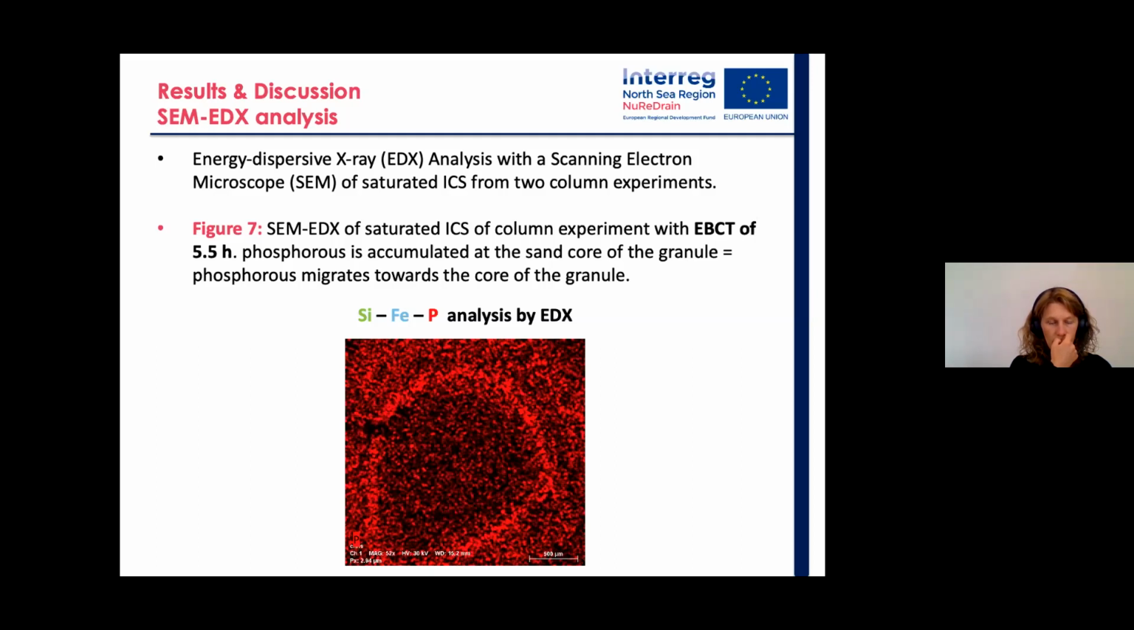Then we see this process happening, and this is also the reason why the adsorption capacity can be much higher in columns with a high empty bed contact time. So there is something negative also when the phosphorus is at the core of the granule. I think it's difficult to desorb this phosphorus from the granule itself. So with these images, we could say that we have some good conclusions to work with.